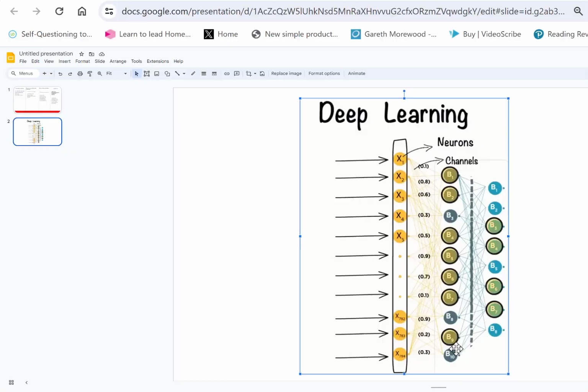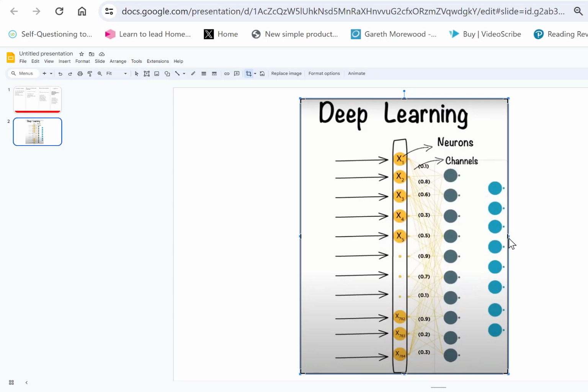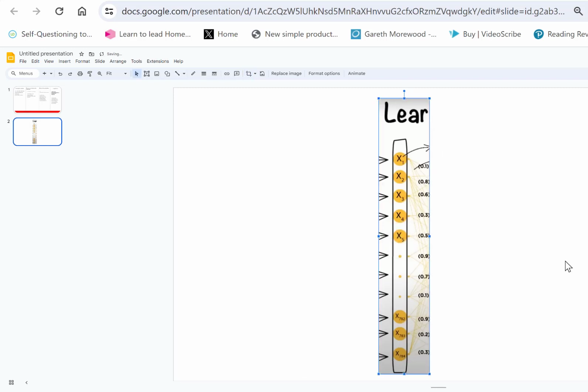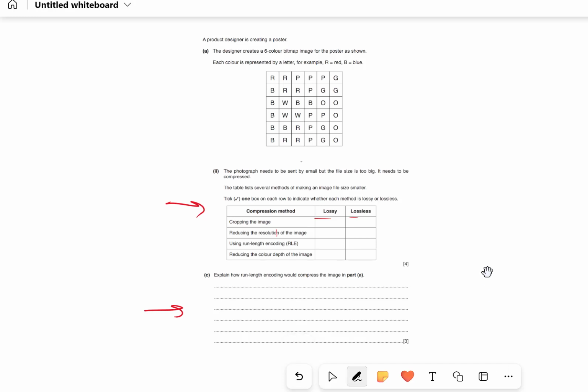So if I was to do this and I crop the image, this image is now smaller. It's a smaller file size. If I send this, the other person isn't able to take it back to the original. So cropping is lossy. If I reduce the resolution of an image, that would be lossy.